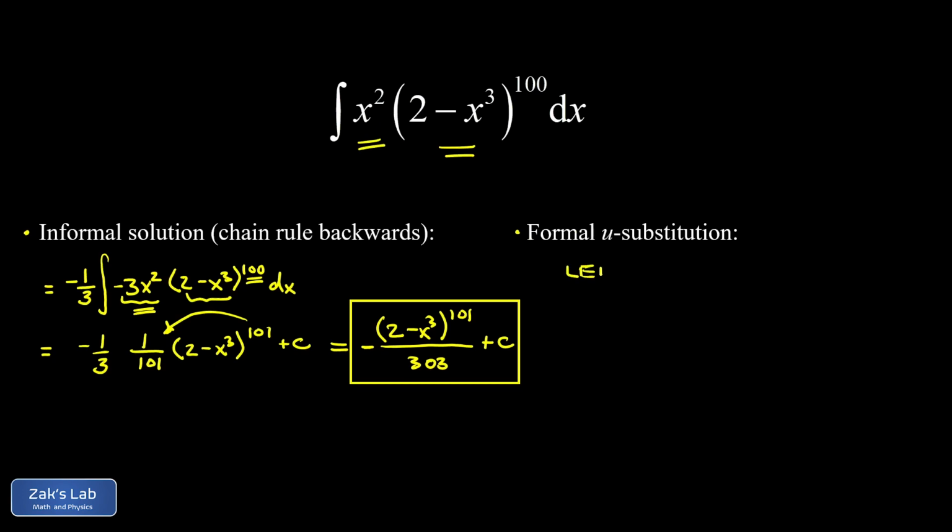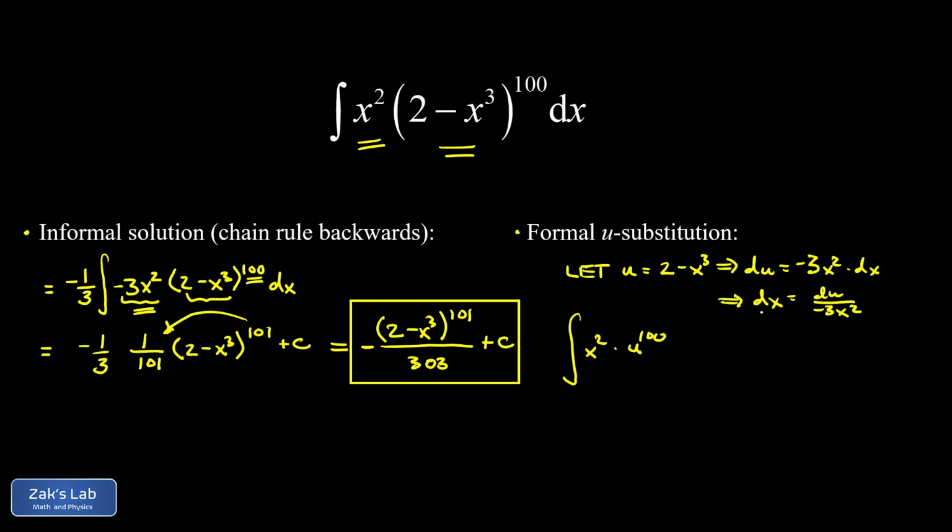So we're going to let u be equal to the interior function 2 minus x cubed. And this means du is the derivative of that, negative 3x squared, multiplied by dx. And this means dx is du over negative 3x squared. So we make all these substitutions into the integral. And we have an x squared times u to the 100th, just replacing 2 minus x cubed with a single u. Then dx is du over negative 3x squared. And then we're relieved to find out that the x's cancel.